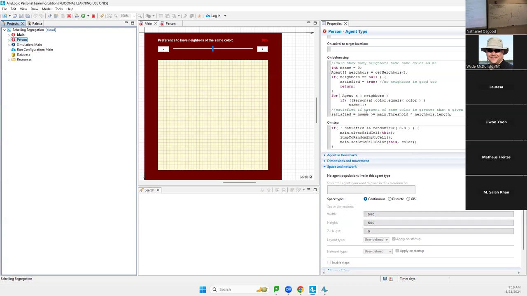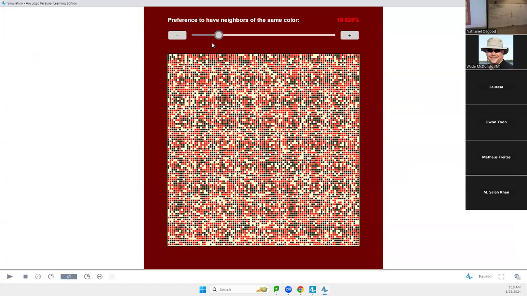Otherwise they will be dissatisfied. So here, for example, if the slider is at 12.5%, they will be happy as long as one of their neighbors is of their color. If all eight neighbors were occupied, as long as one of them is their color, they'd be satisfied.